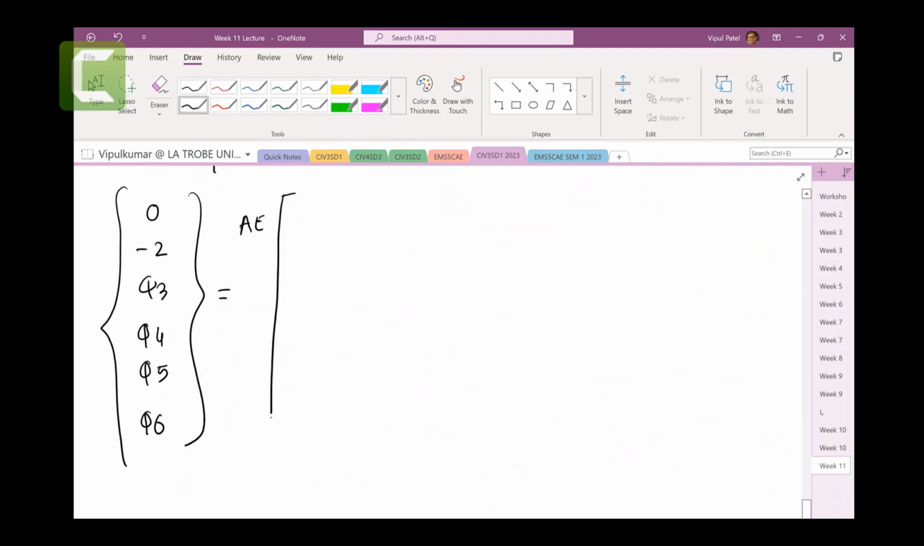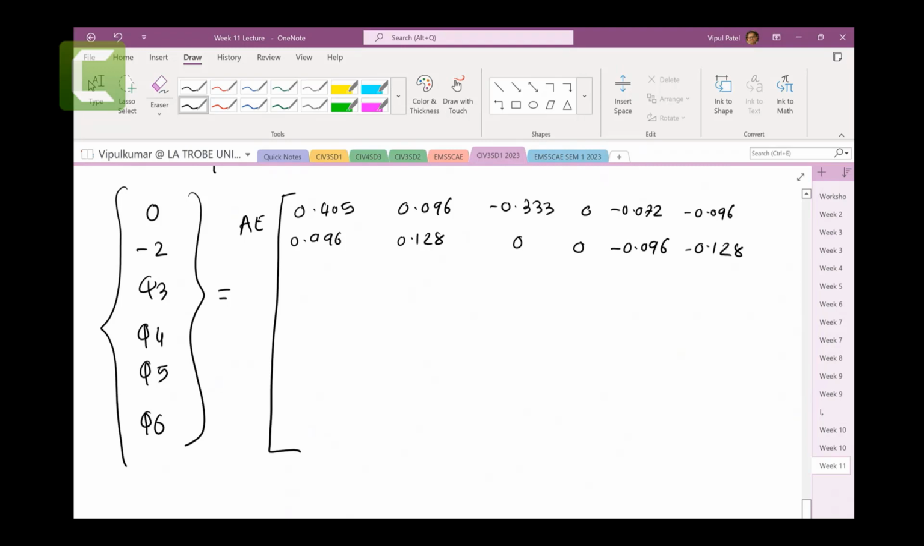AE, and we will have 0.405, 0.096 minus 0.333, 0 minus 0.072 and minus 0.096, 0.096, 0.128. I'm just copying it from there on the top, okay? 0.096 minus 0, and you know where this is all coming from.